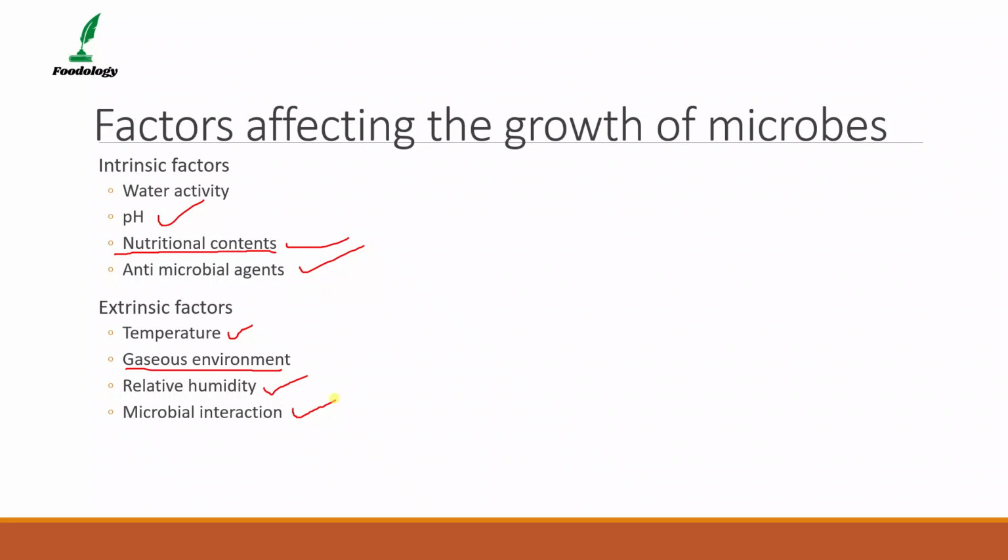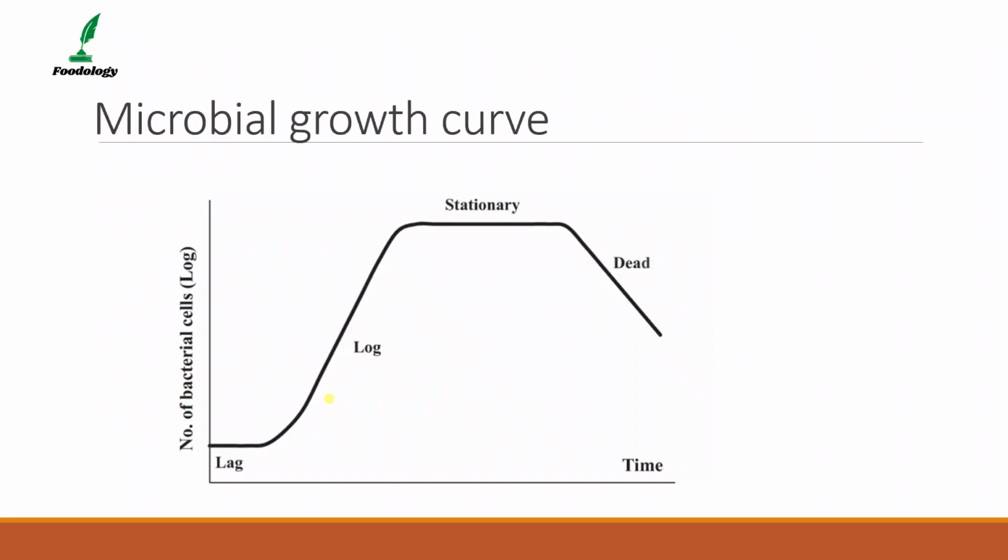So if there's a microorganism which is trying to grow in those conditions, the microorganisms which are already present in the food may hinder the growth of microorganisms which may not be desirable in our scenario. And then we have the microbial growth curve. So you can see over here there are different phases: lag phase, log phase, stationary phase, then death phase. Now we'll try to understand each phase.